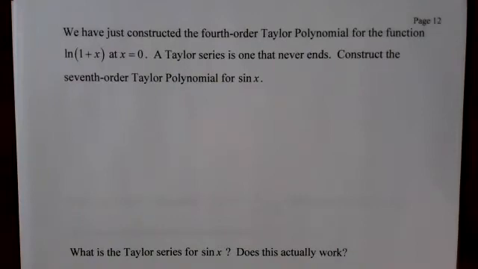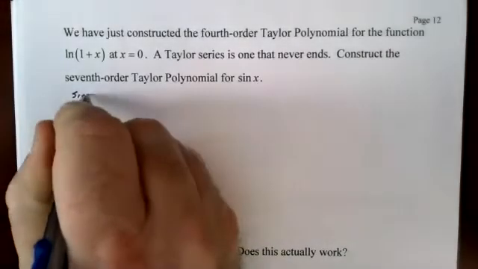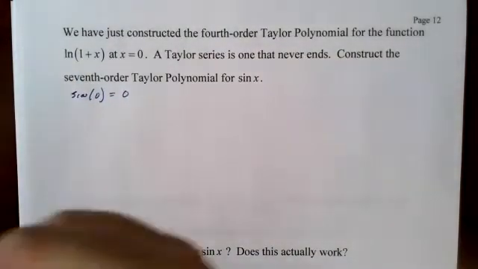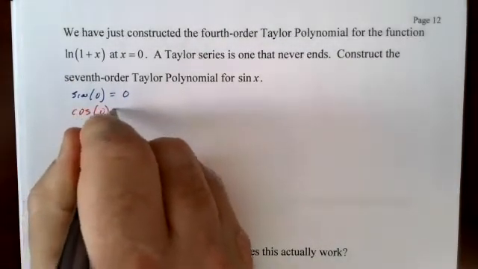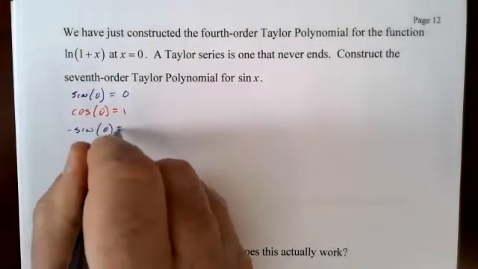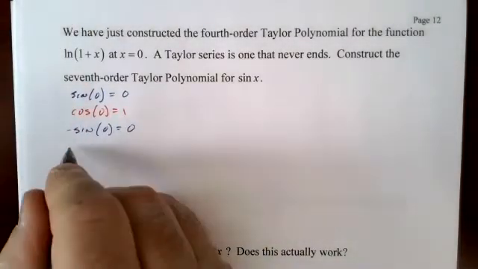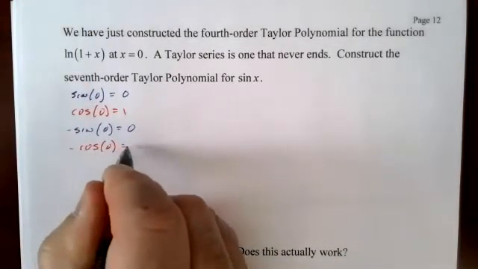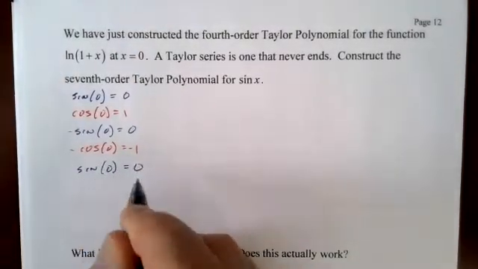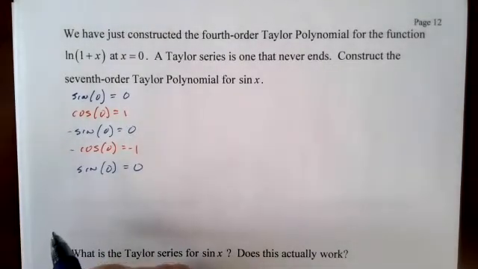Taylor series never ends. Right, we have a Taylor polynomial. What is the Taylor series? What's the seventh order Taylor polynomial for sine of x? Well, sine of 0 equals 0. The derivative of sine is cosine, and cosine of 0 equals 1. The derivative of cosine is negative sine, and negative sine of 0 equals 0. The derivative of negative sine is negative cosine, and negative cosine of 0 equals negative 1. The derivative of negative cosine is sine of 0 equals 0, and I think I'm seeing a pattern here.